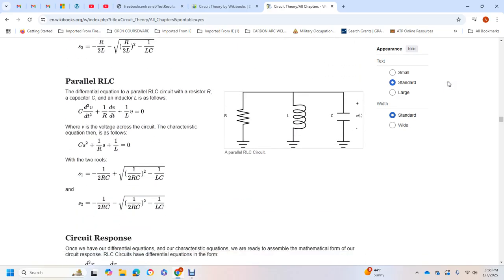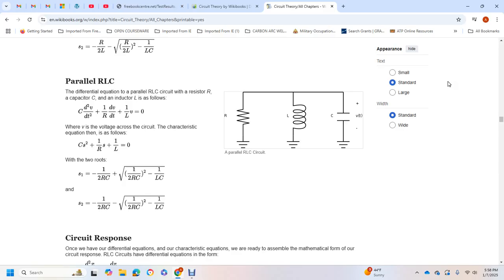Parallel RLC. The differential equation for the parallel RLC circuit with the resistor R, the capacitor C, and the inductor L: the capacitance times the second derivative of the voltage, plus 1 over the resistance times the derivative of the voltage, plus 1 over the inductance times the voltage, equals 0. The circuit with the characteristic equation is as follows.